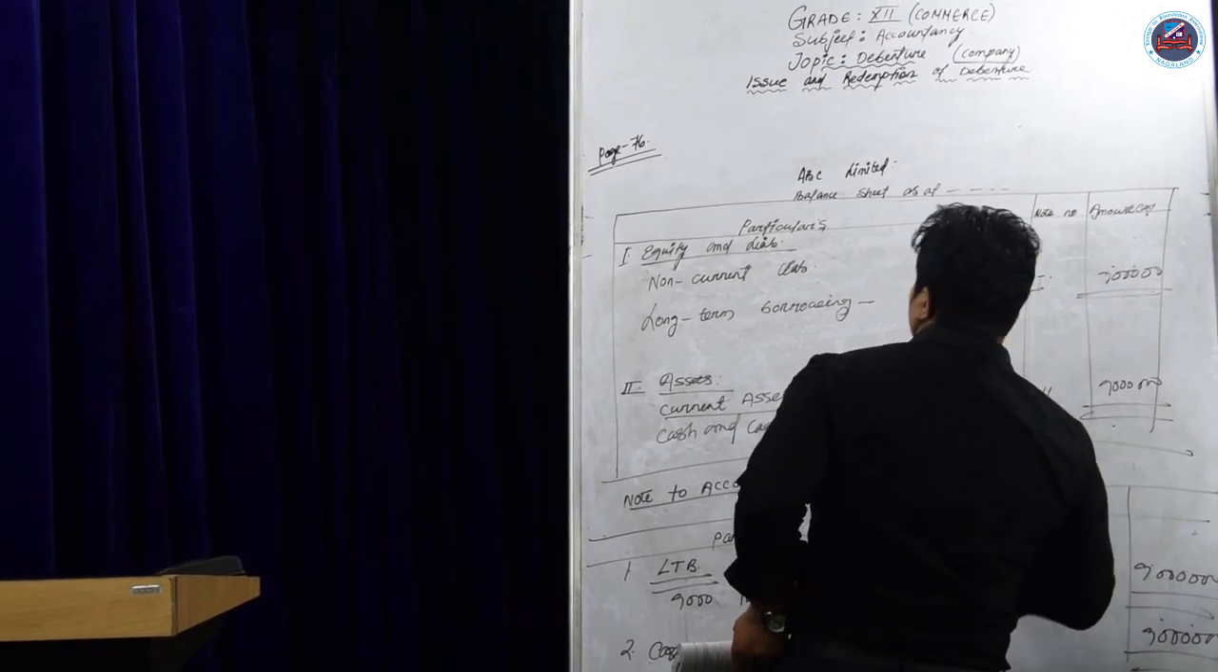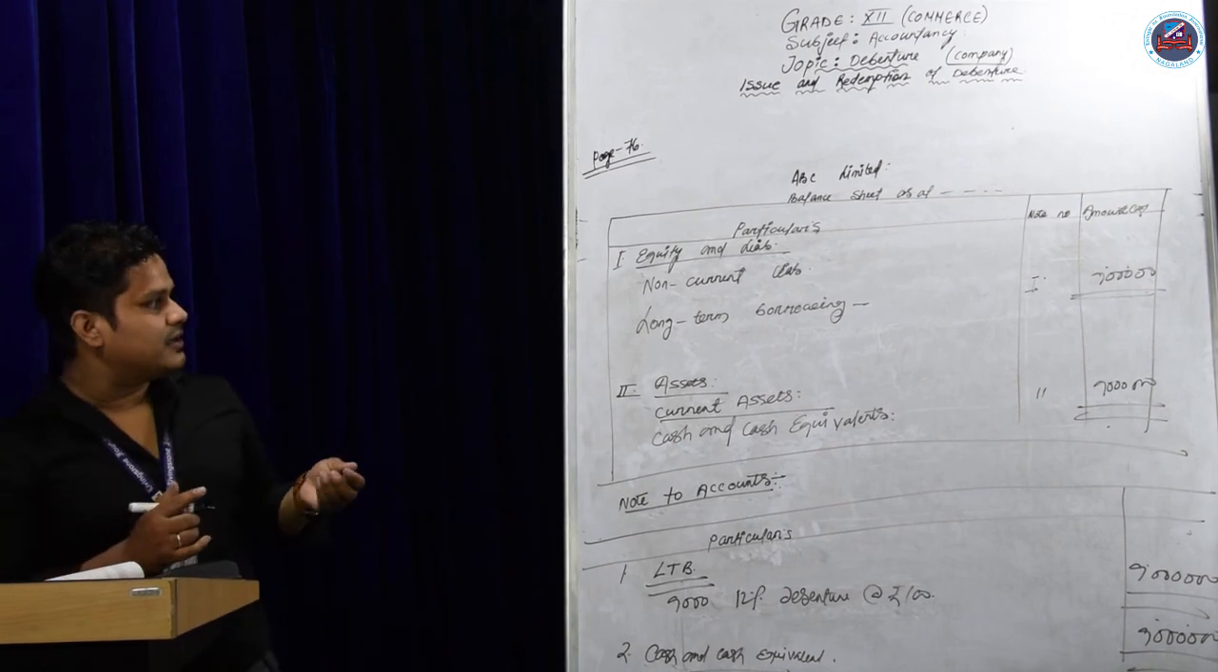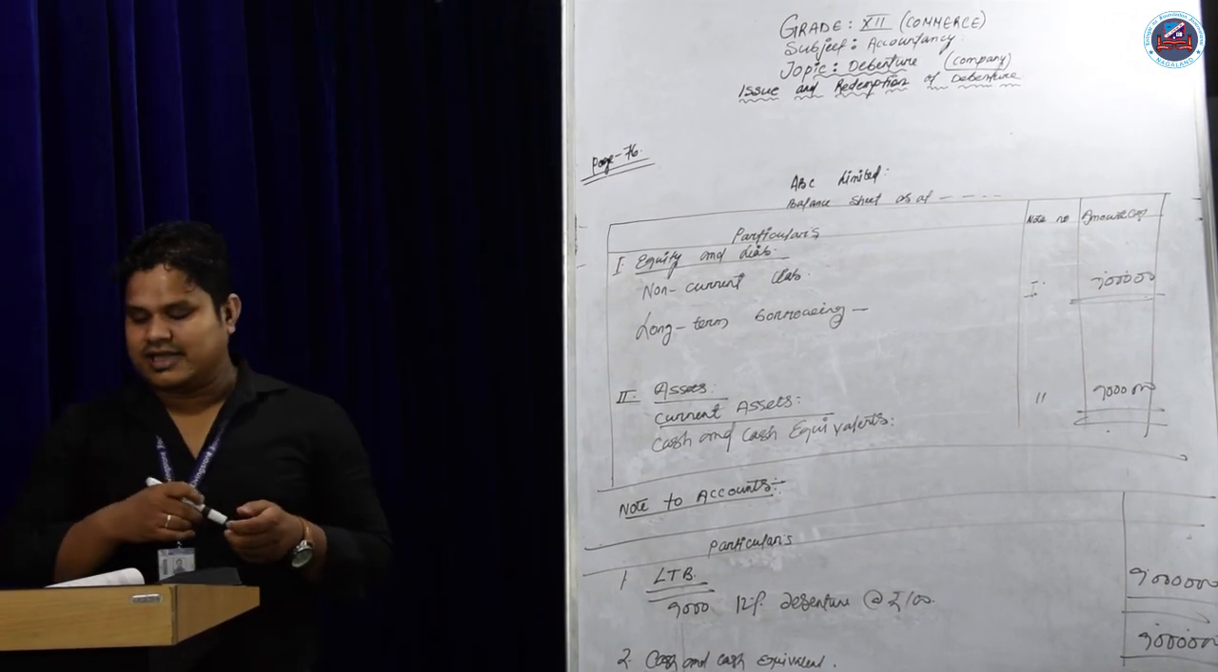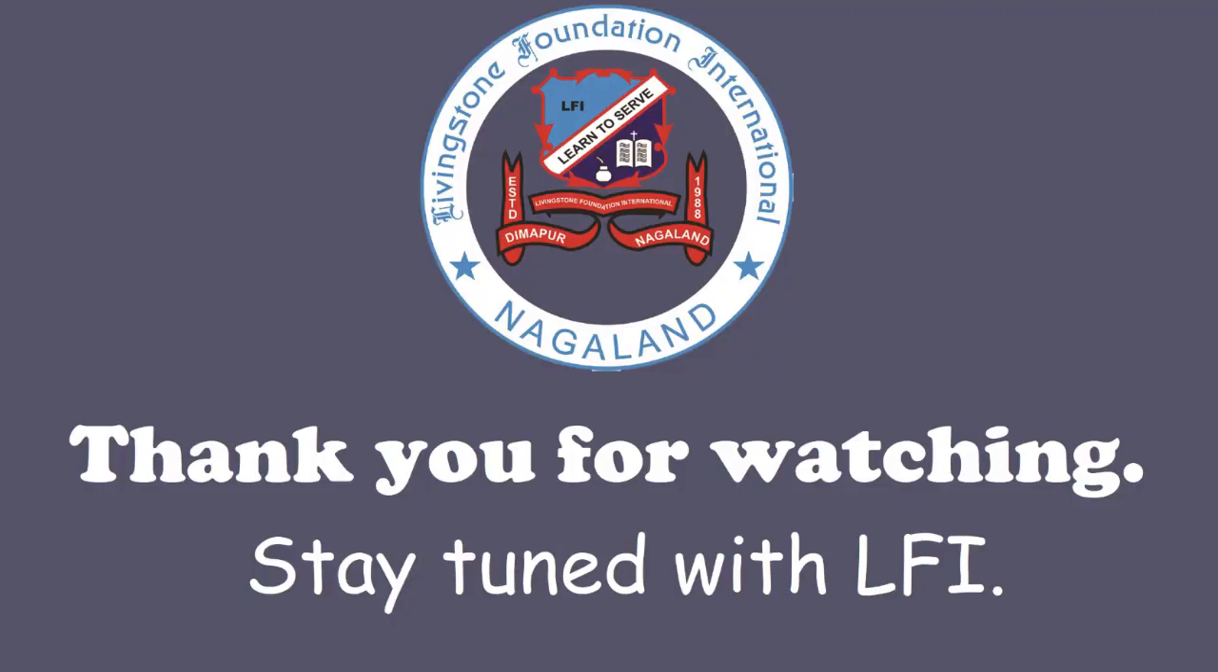So this is the balance sheet of the same question. We have the journal entries and we have the balance sheet. In the next class I will try to solve more questions. Thank you very much and stay home, stay safe.